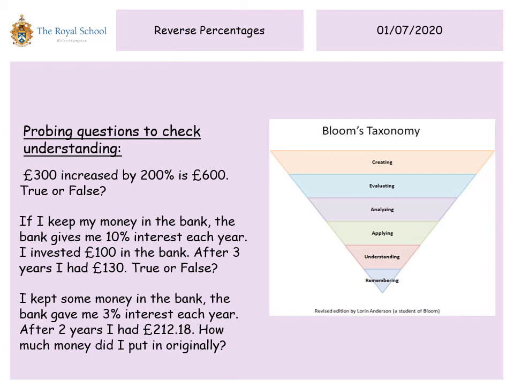And then the last question, I kept some money in the bank, and the bank gave me 3% interest each year, and after 2 years I had £212.18. How much did I put in originally? Well, for a 3% increase, you'd end up with 103%, so that's a multiplier of 1.03. So we'd need to take our new amount, 212.18, and then we can divide it by 1.03 squared, or divide it by 1.03 twice. And that will give us £200 for the original amount for those.